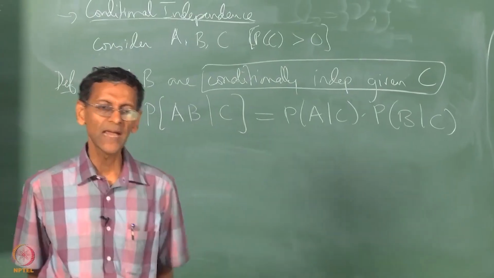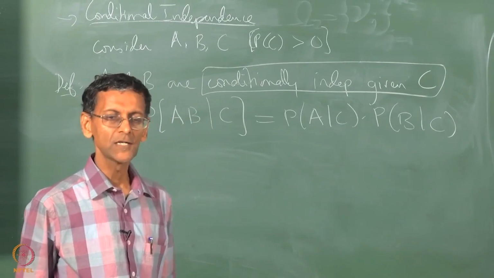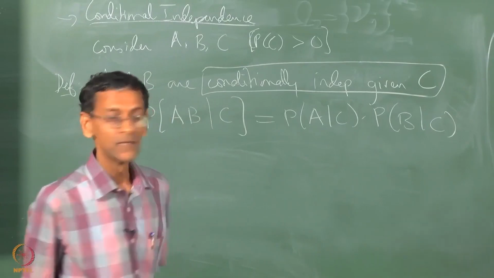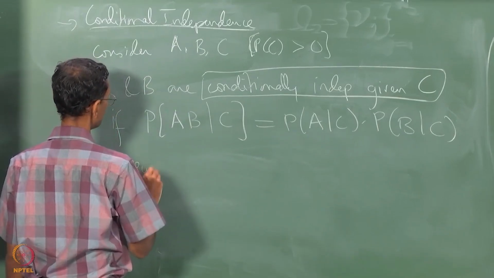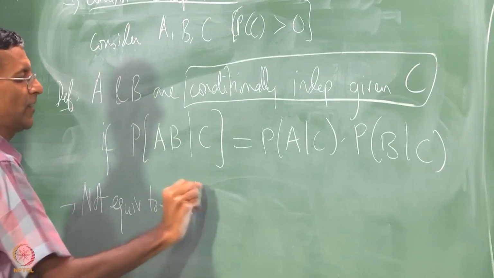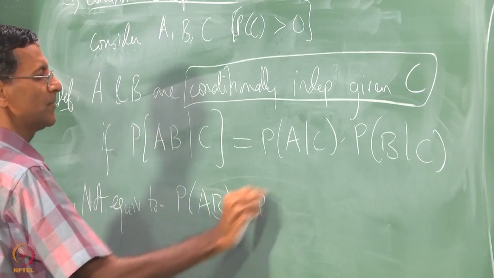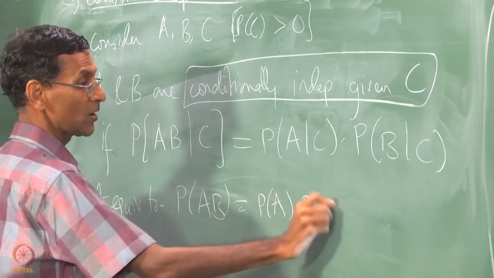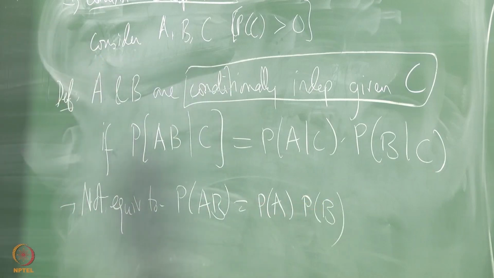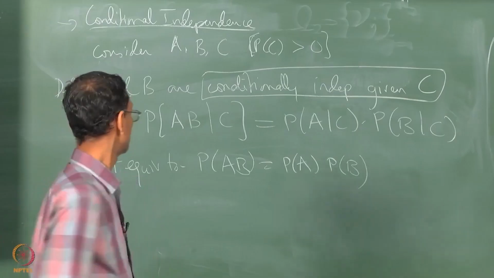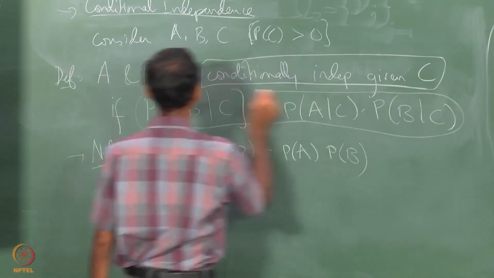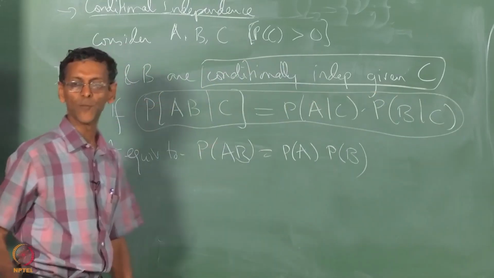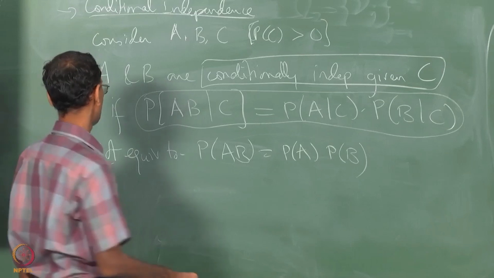Note that this is not the same as the absolute or unconditional independence of A and B, right? So this is not equivalent to P of AB equal to P of A into P of B. The two are not the same at all. You can have one without having the other. But if you want to simplify this, there is no reason why you must write it only in this form; you can write it in some alternate forms also.